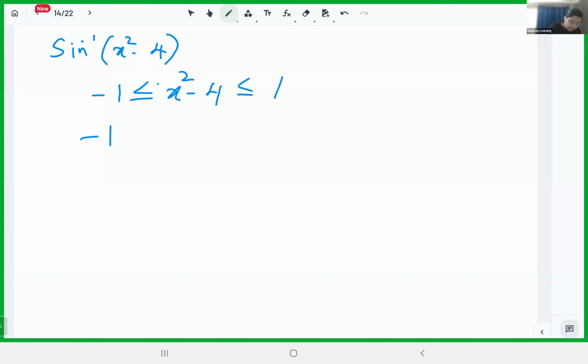The domain of the function sine inverse of x square minus 4. Again, we know the domain of sine inverse varies in between minus 1 and 1. So x square minus 4 can only take values in between minus 1 and 1. So minus 1 less than or equal to x square minus 4 less than or equal to 1. To remove this minus 4, you should add 4. So this can be written as minus 1 plus 4 less than or equal to x square less than or equal to 1 plus 4. Minus 1 plus 4 is 3. So 3 less than or equal to x square less than or equal to 5.